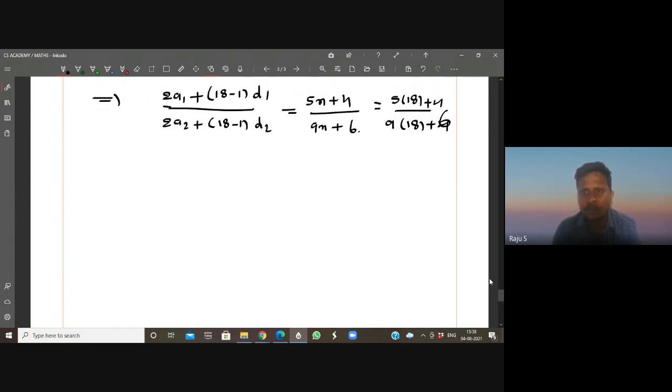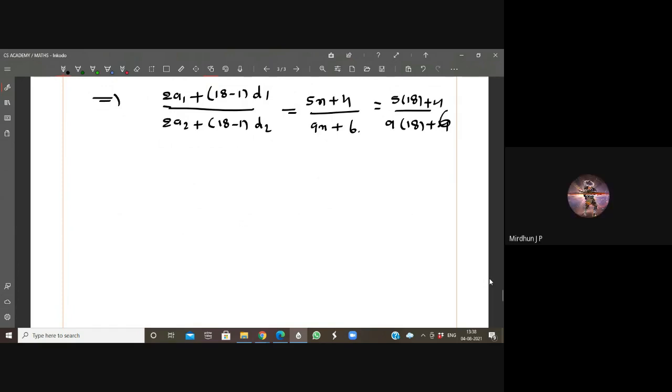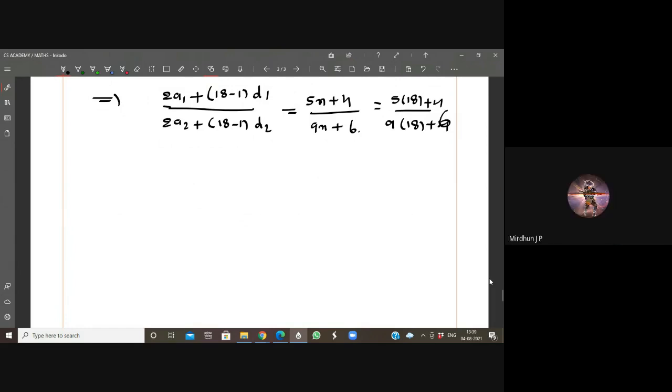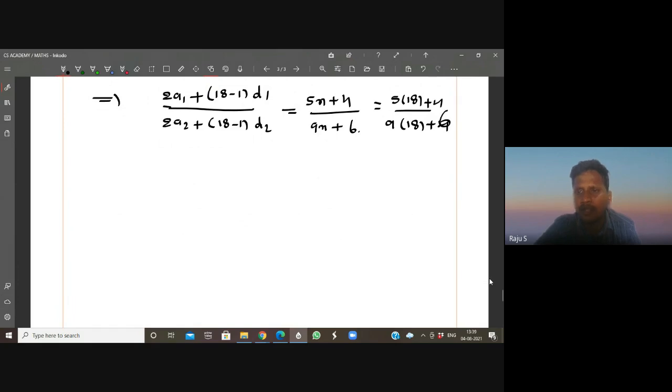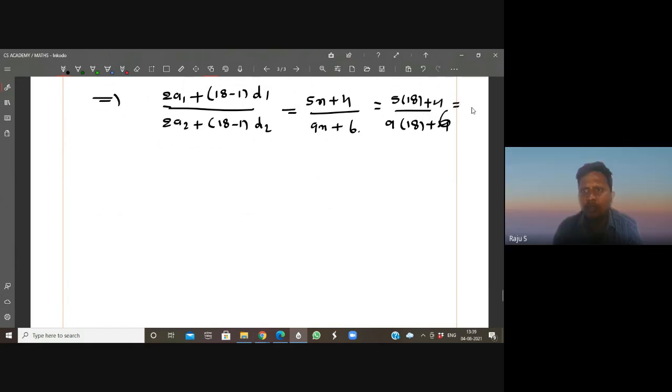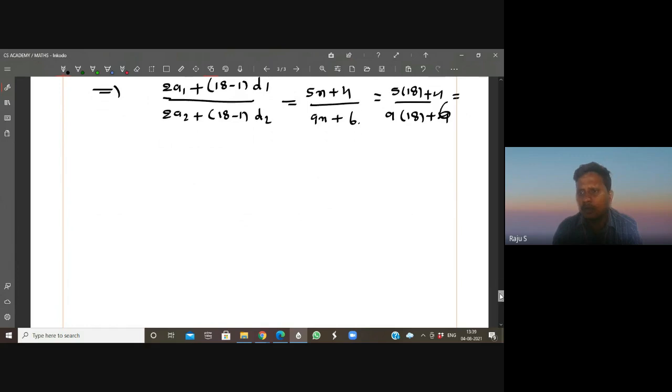What is the 5 into 18 plus 4 value? 90, sir. 90 plus 4, so 94 by 166. 9 into 18 is 162 plus 6, so it is 94 by 168. So the 18th term ratio here.